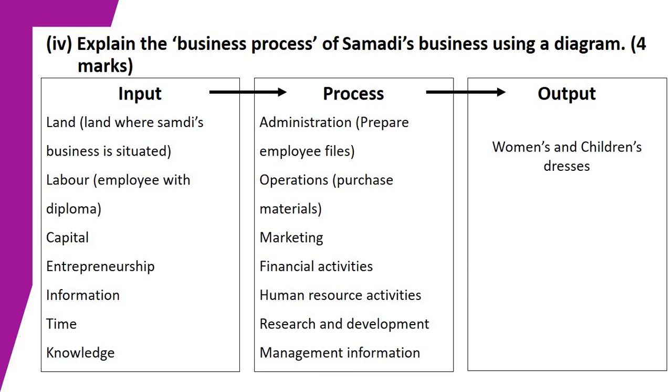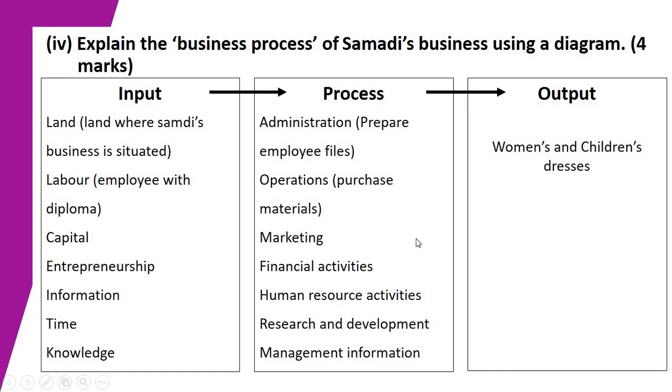Now when answering this question, it is better if you can provide at least one example for each type of input, for each type of process or function. At least provide one example as shown here. Now if we write the land, you can write an example, land where Samadhi's business is situated, and labor, employee with the diploma. Capital may be machines, other tools, buildings. Likewise, you can write the examples.